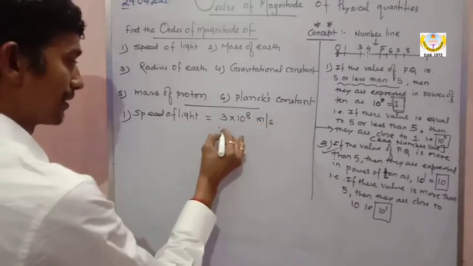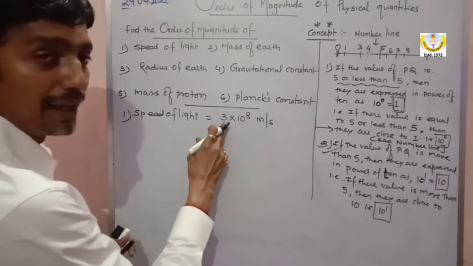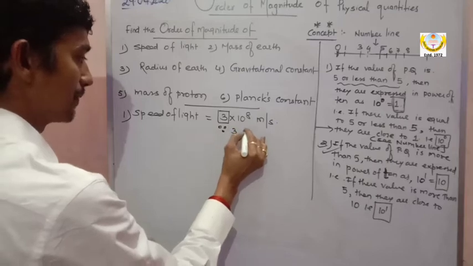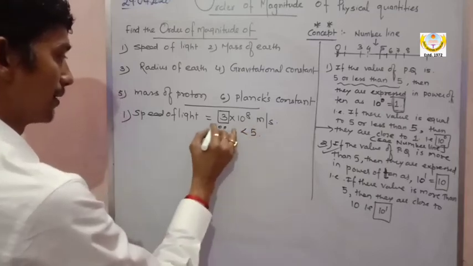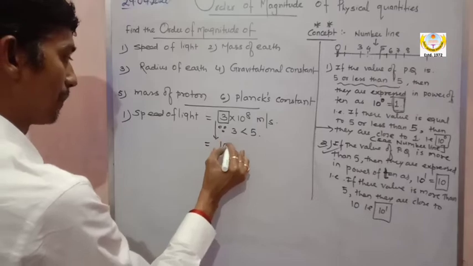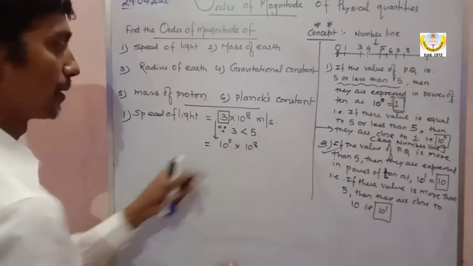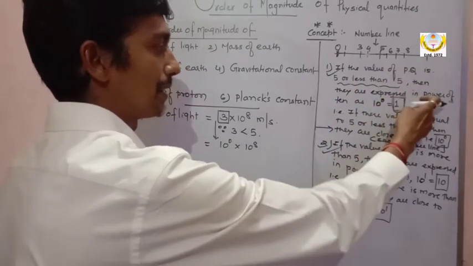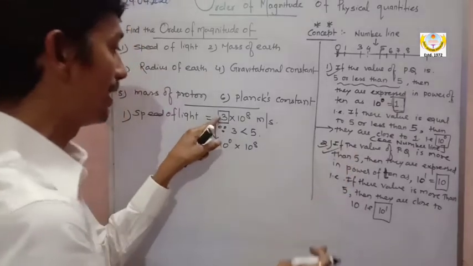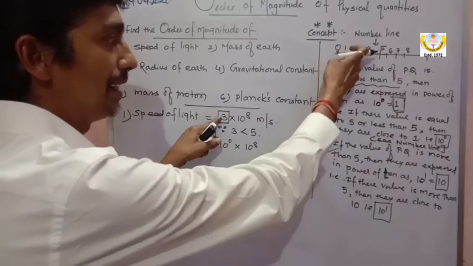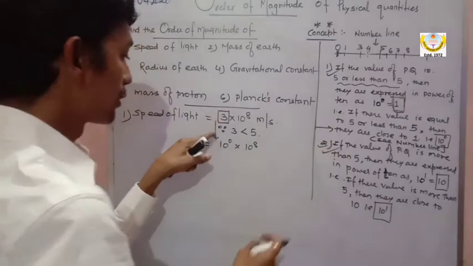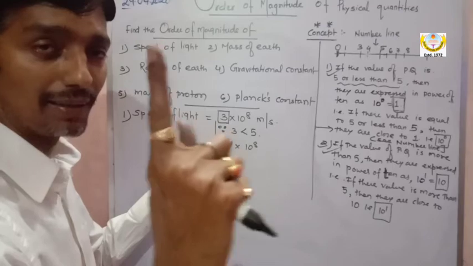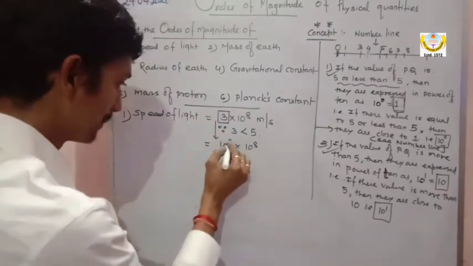Now my dear, since no conversion is needed here, it is already given in one digit, 3. Since 3 is less than 5, this 3 can be written as 10 power 0 into 10 power 8. I have written that if the value of a physical quantity is 5 or less than 5, then it is expressed as a power of 10 as 10 power 0, because 3 is close to 1, not close to 10. Since it is close to 1, I have written 10 power 0, because 10 power 0 is 1.